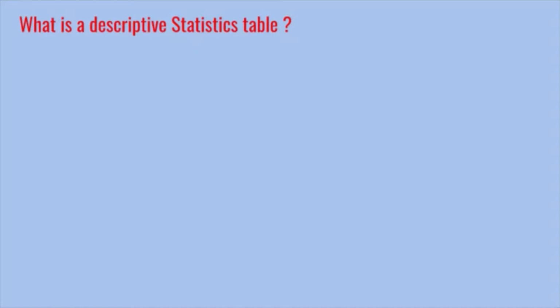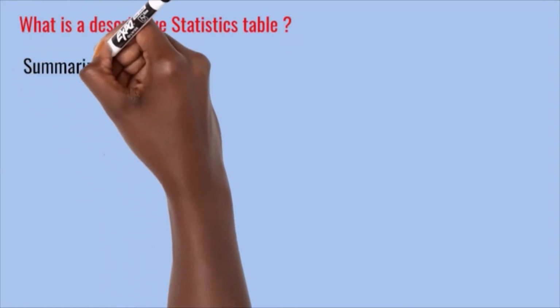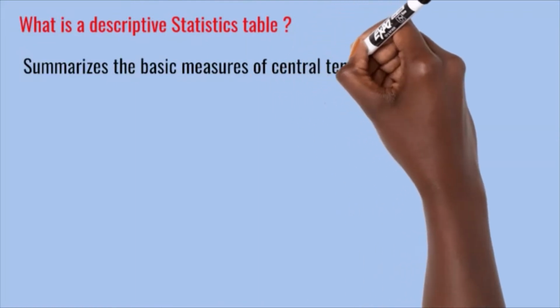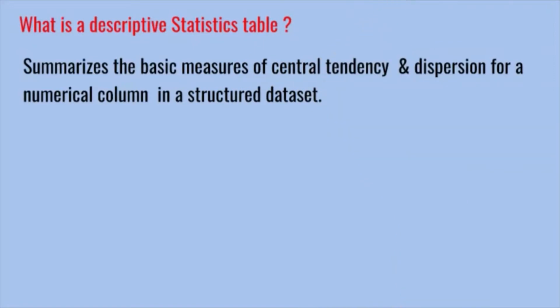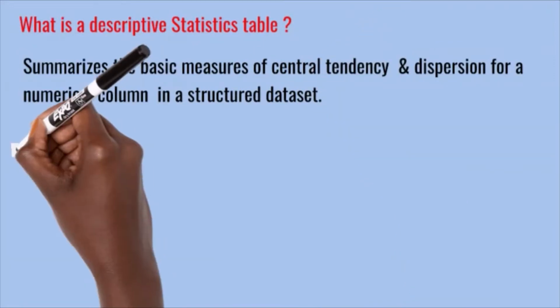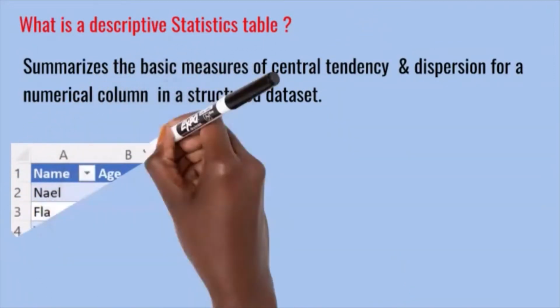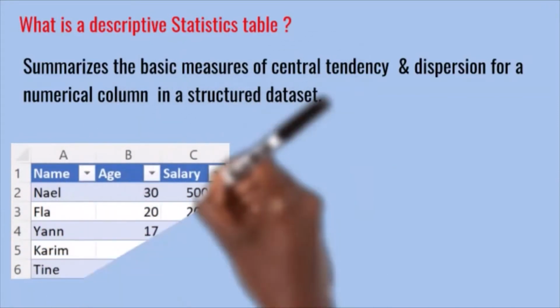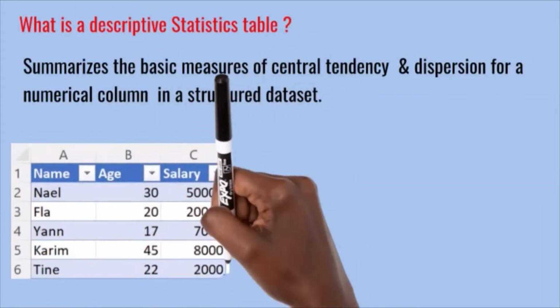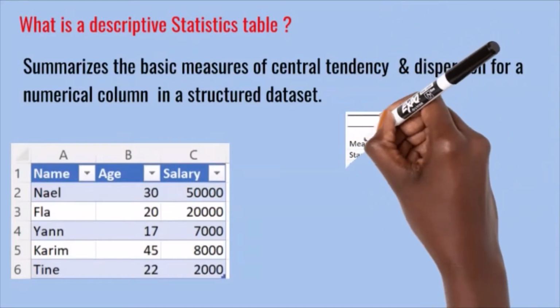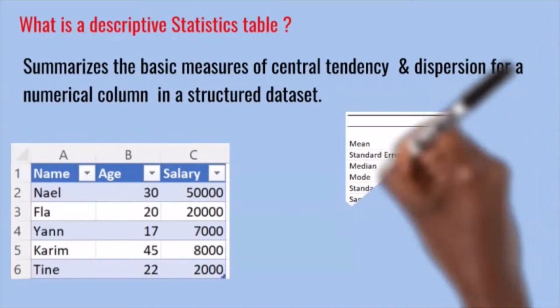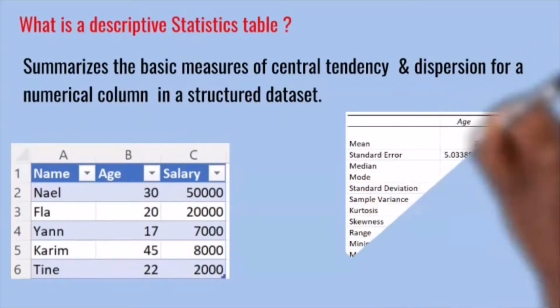So what is a descriptive statistic table? This is a table that will summarize the basic measurement of your central tendency and dispersion for a numerical column in a structured data set. Let's imagine that you have a data set in Excel with three columns, name, age, and salary, and the age and salary are numerical columns. So Excel will allow you to generate a table where you can get the central tendency and dispersion measurement for each of your columns.